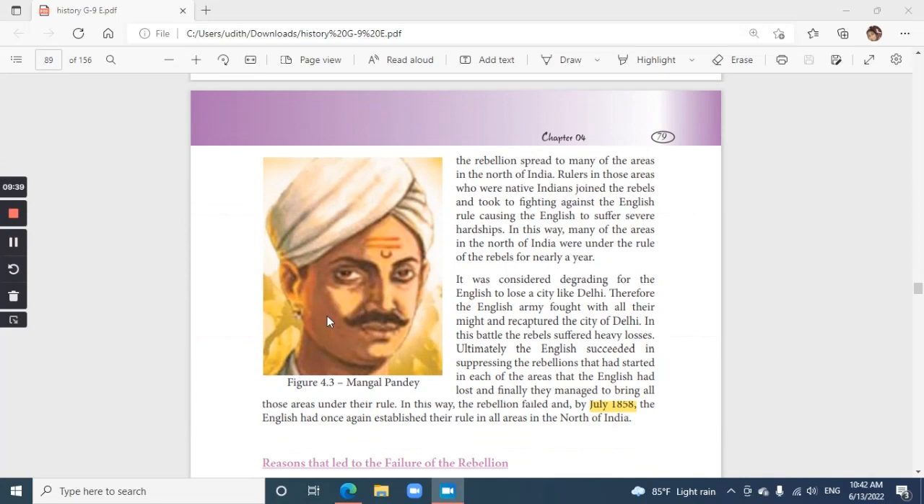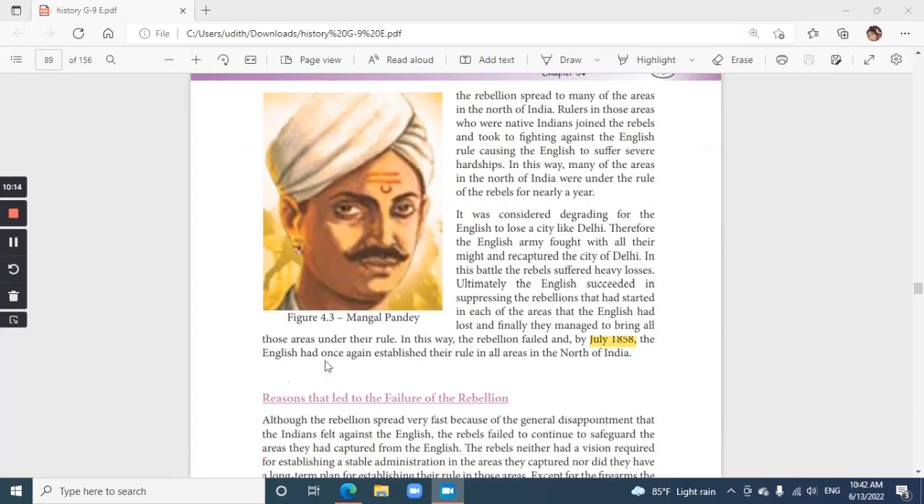The rebellion spread to many parts of India. The rulers in the north of India also joined this rebellion, and they fought against the English, and the English had to suffer different kinds of hardships. So like that, many parts of the north of India were not under the English, they were under the Sepoy soldiers. Okay, so it was a great achievement by these Sepoy soldiers.